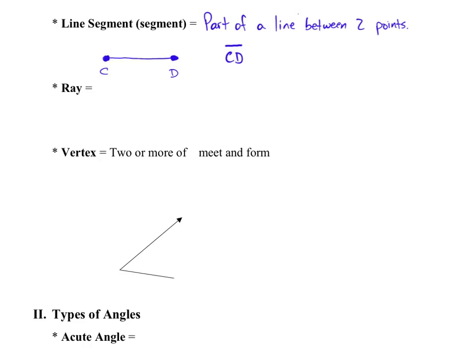So a ray. A ray is kind of like half line, half segment, really. It's really just a line that goes one way, or an arrow. So I'm going to say one endpoint, comma, goes forever in one direction. So goes forever in one direction.